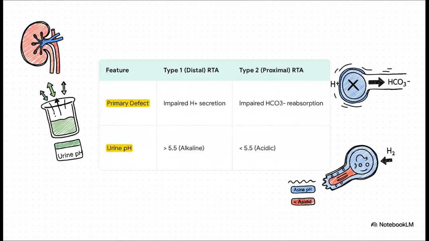In type 1 RTA, the very last part of the kidney's plumbing, the distal tubule, is broken. It literally can't secrete acid, so the urine pH stays stubbornly high, above 5.5. But with type 2 RTA, the problem is earlier on. It's wasting bicarbonate. So once the blood bicarbonate levels get low enough, that final part of the kidney actually works fine, and the urine can become acidic, with a pH below 5.5.